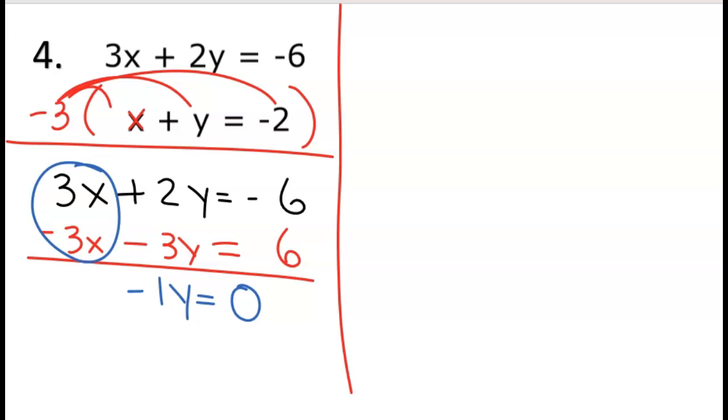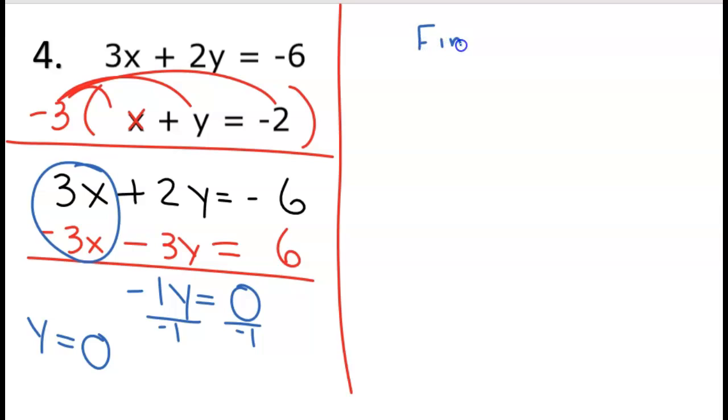Did the y's cancel out? Do I still have a y? I can solve this for y. The answer here, some people think that because they see a 0, that means there's no solution. That is incorrect. I'm solving for y. I cancel out the negative. 0 divided by negative 1 is 0. 0 is a perfectly good number.